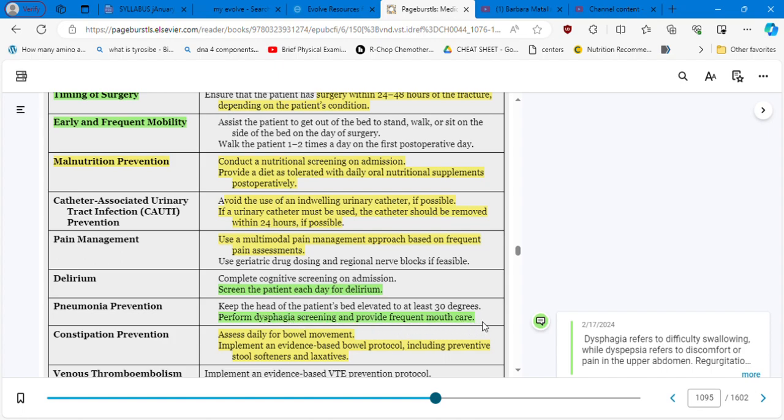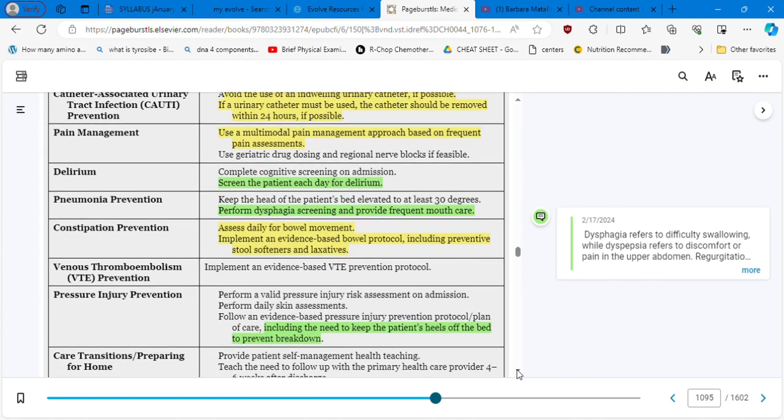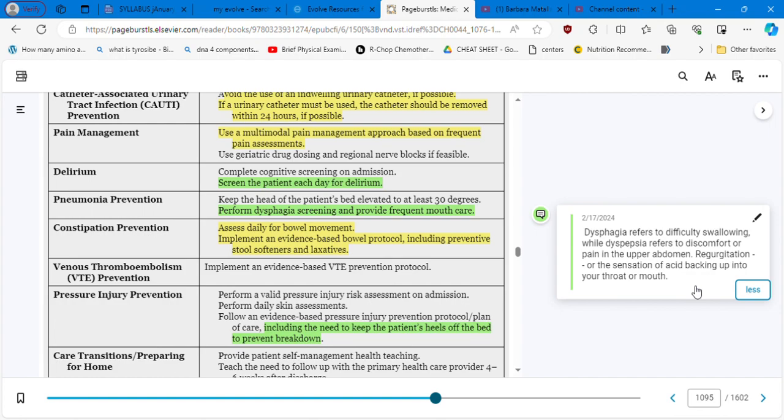provide frequent mouth care. And just to refresh your knowledge, remember that we need to be very familiar with medical terminology. Dysphagia refers to difficulty swallowing, and some people confuse dysphagia with dyspepsia. Dyspepsia refers to discomfort or pain in the upper abdomen, okay? An easy way to remember is pepsia, peptic ulcers, dyspepsia, upper abdomen, right?